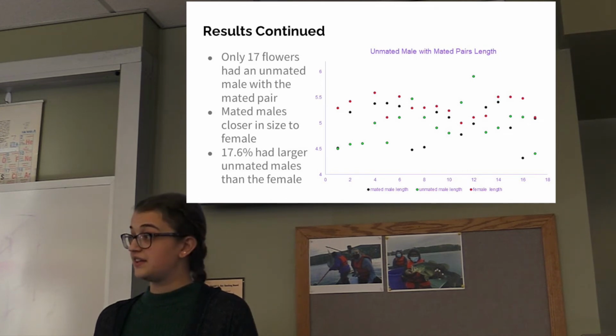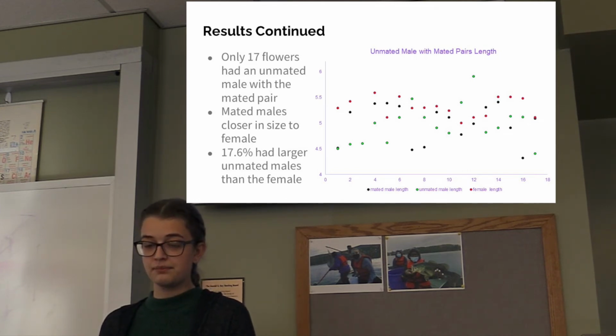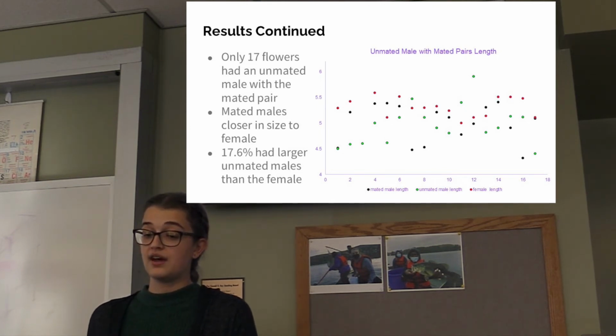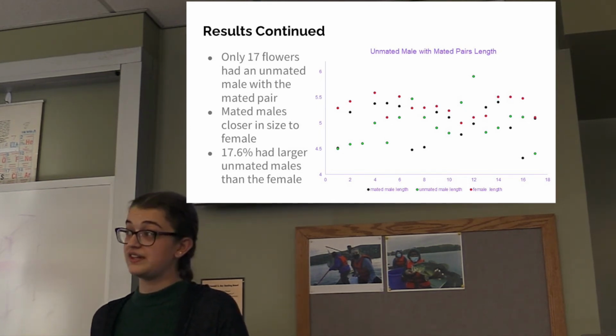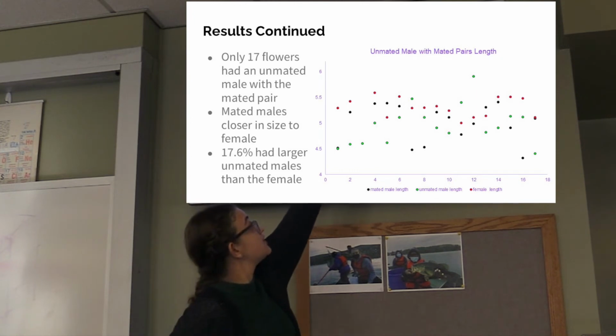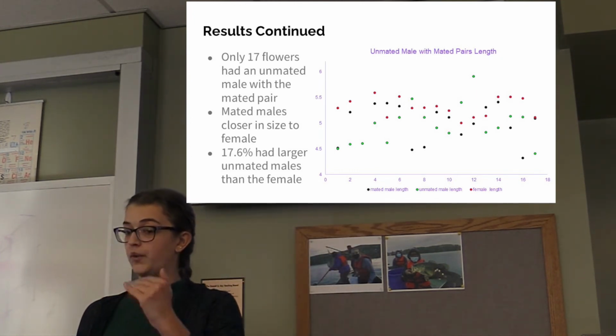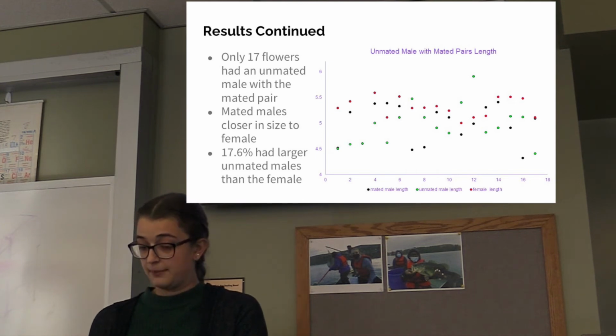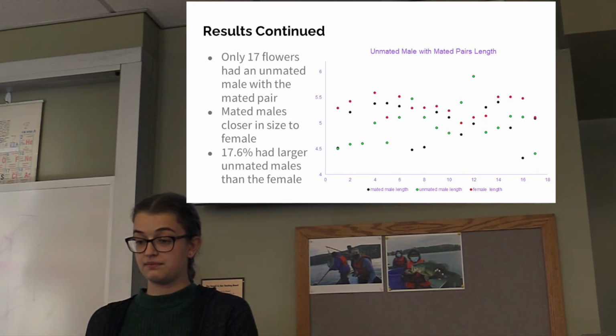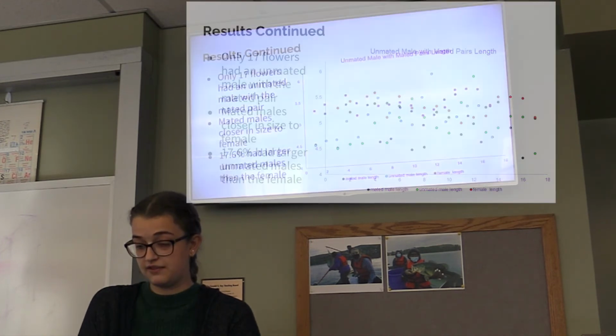Males, again, tended to be closer in size to the female, but there were 3 out of the 17 flowers where the unmated male was larger than the female, and that would be those top 3 green points where it's above the pink point. So generally for the most part, the mated male was smaller than the female.